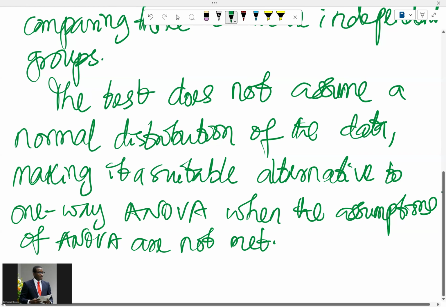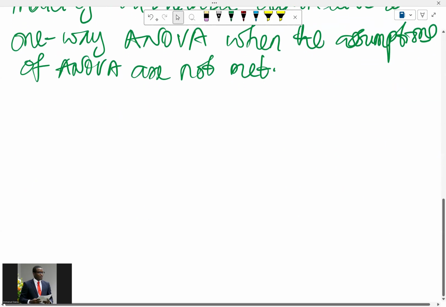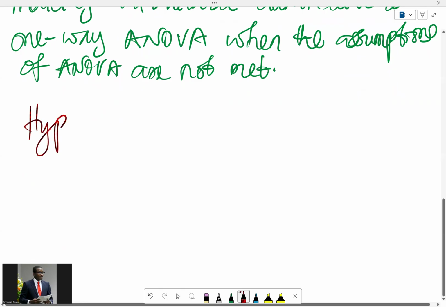Okay, I've not done any video on ANOVA. I'll do it in a future video. That will be treated separately. But of course, we've done Mann-Whitney U-test for two variables, but then Kruskal-Wallis can handle three or more independent groups. So here, what are the hypotheses for Kruskal-Wallis? Let's go for that.